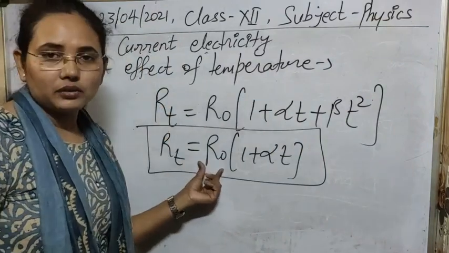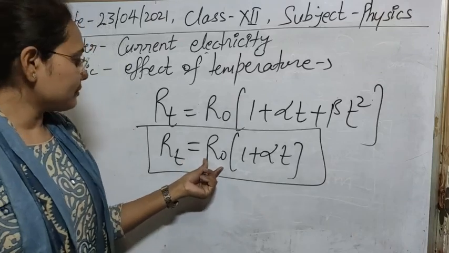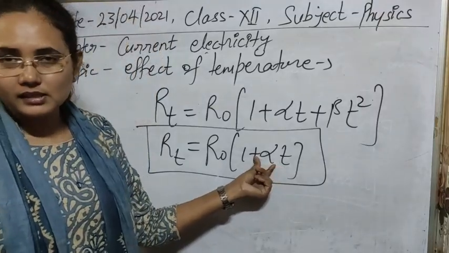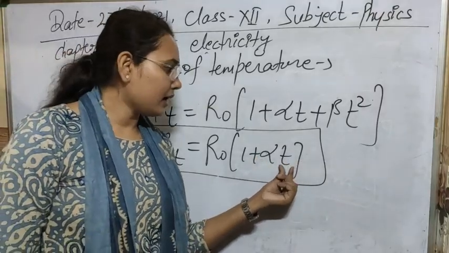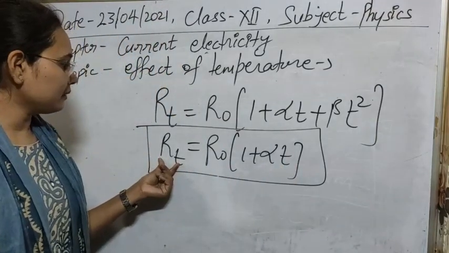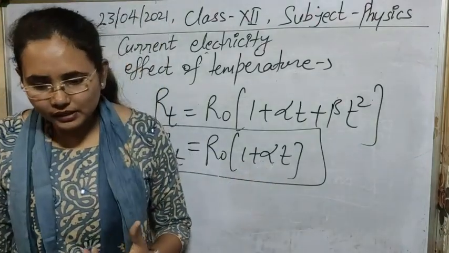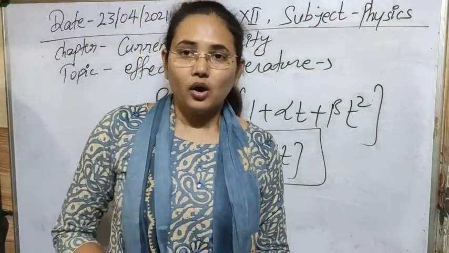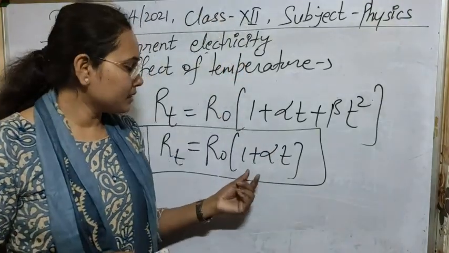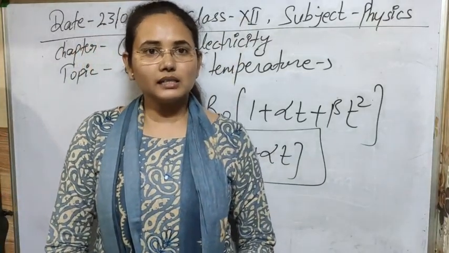Here R0 is the resistance at absolute zero temperature. This term that we are seeing is alpha. T is the temperature at which we want to see the resistance, and the resistance at that temperature is RT. So alpha is known as the coefficient of resistance, or simply the temperature coefficient of resistance. This term represents whether resistance is increasing or decreasing with temperature.